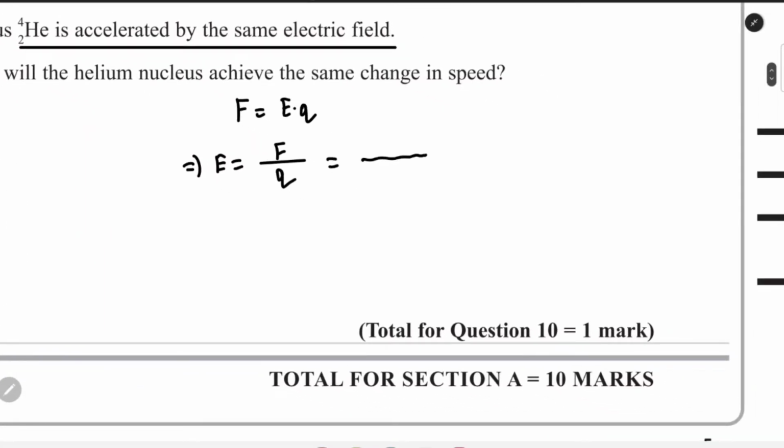Now I can write mass times acceleration in place of the force and the charge below. Now instead of acceleration, I can write it down as the change in velocity per time t divided by the charge. Now this is for the proton.